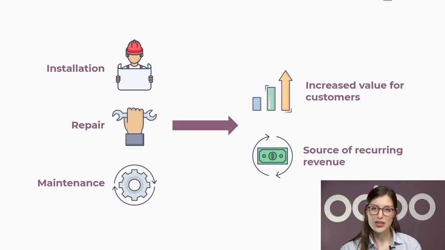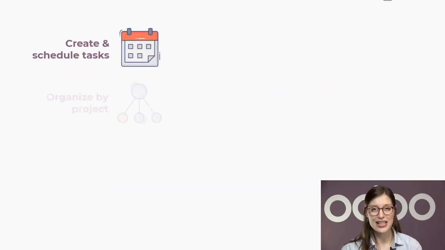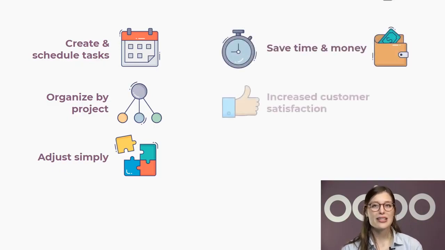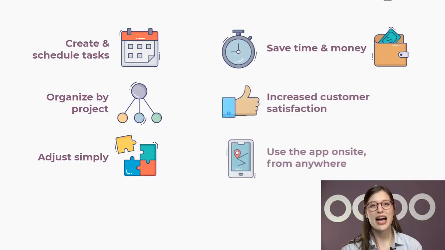With Odoo Field Service, we can seamlessly manage these jobs from start to finish. For example, we can easily create and schedule tasks, organize them by project, ensuring that we only assign employees with the right skills, and adjust what we have planned with simple drag and drops. Using the app streamlines our processes, which saves us time and money and increases customer satisfaction.